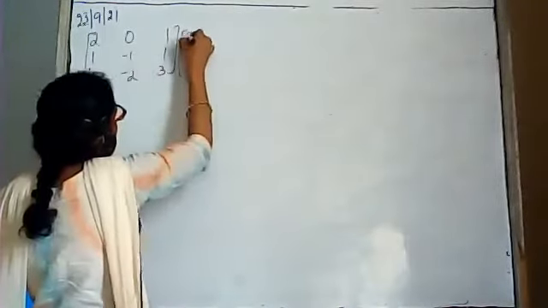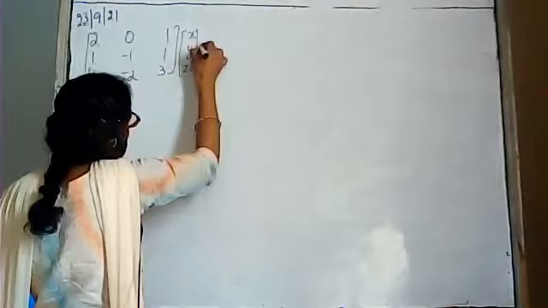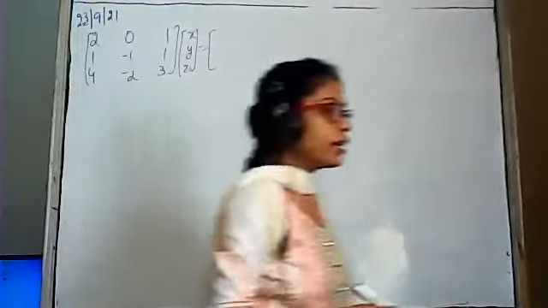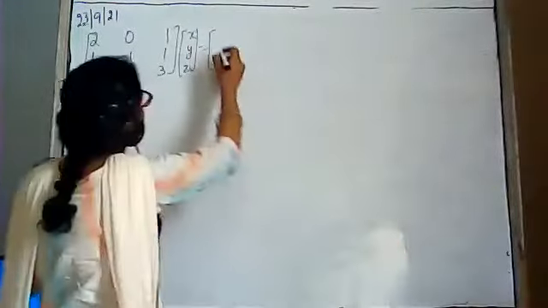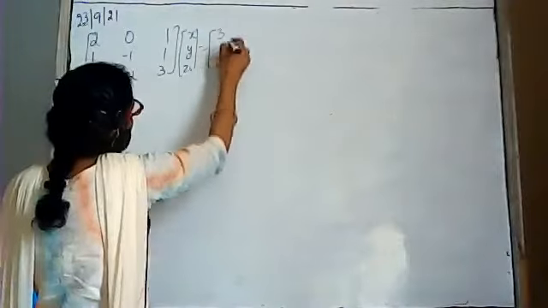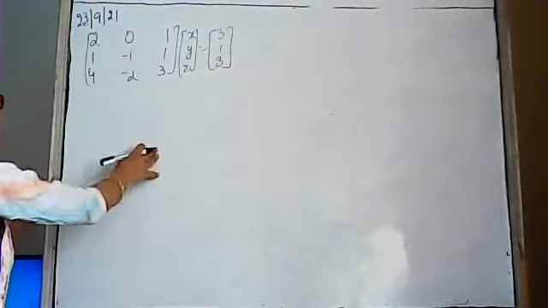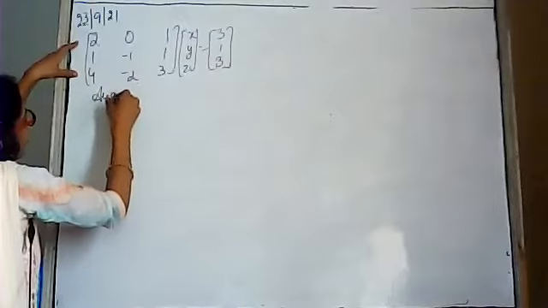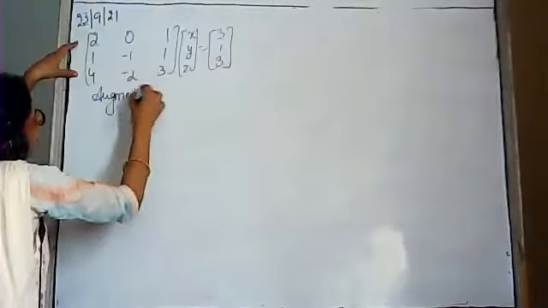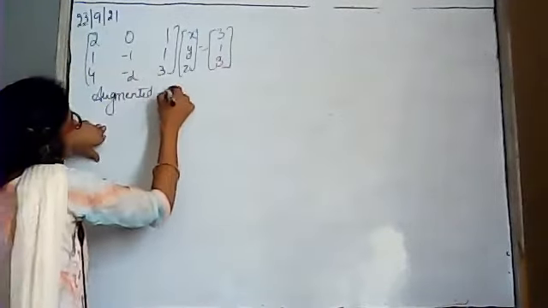Next we have x, y, and z. And after that we are having 3, 1, 3. Yes beta, again. Better write this word, augmented matrix. Okay?